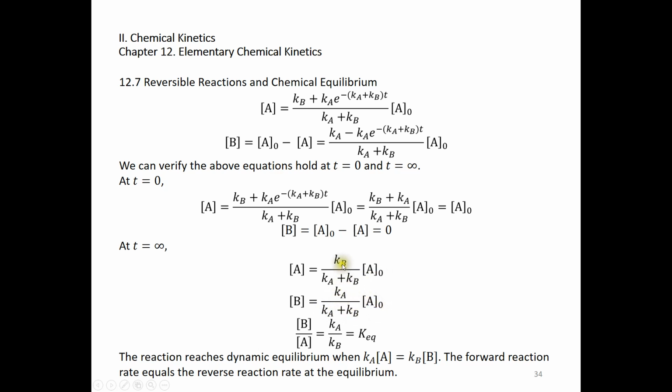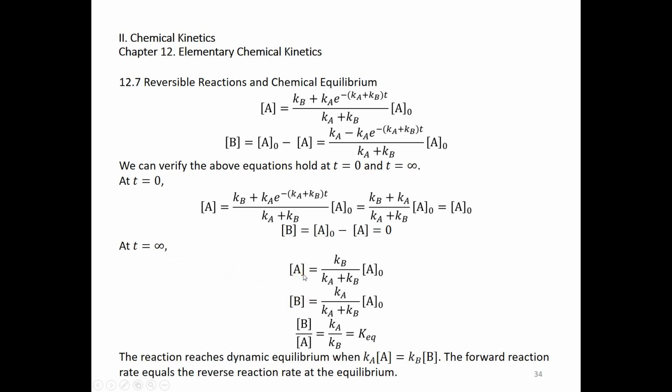Now look at this. If you sum them up, of course you get A naught, because on top you'll get Kb plus Ka, and on the bottom you have Ka plus Kb. So A plus B is equal to A naught. That's good. Now let's look at B over A. When time is equal to infinity, what is B over A?